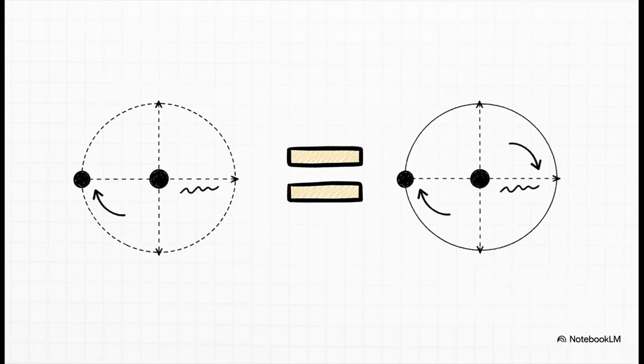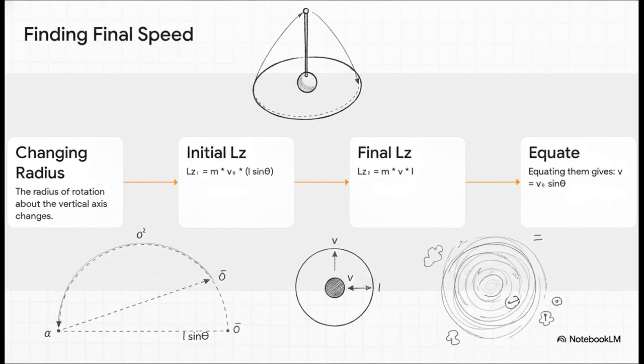So let's bring in conservation of angular momentum. By setting the initial angular momentum equal to the final angular momentum, we can find the missing piece of our puzzle, a direct link between the initial velocity, v0, and that final velocity, v. Angular momentum is basically mass times velocity times the radius of rotation. Initially, the ball is at an angle theta, so the horizontal distance from our vertical axis is L times sine of theta. That means its angular momentum is m times v0 times L sine theta.